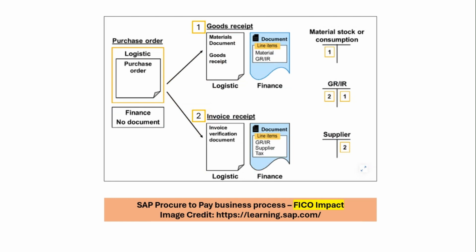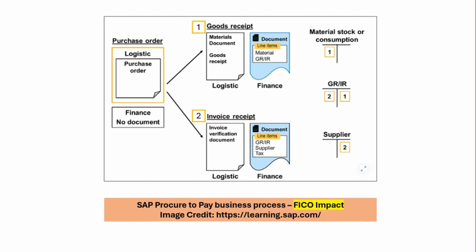So when a purchase order is created, it's created by the logistics department, really the purchasing department or supply chain department. And so there's no impact on finance. So there's no finance document or no FI document. But when the supplier sends the goods, and when the goods are received, there is a materials document, there's a goods receipt that is processed within logistics, and within finance, there is an accounting posting made. So as number one says, it is material stock or consumption account debit to GRIR account credit. So that posting is made when the goods are received.